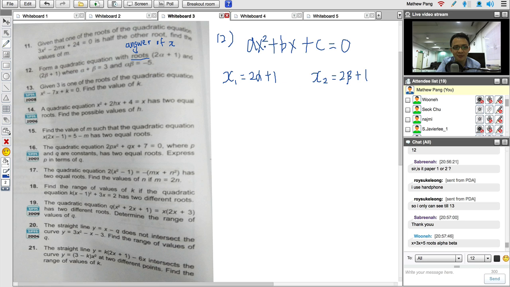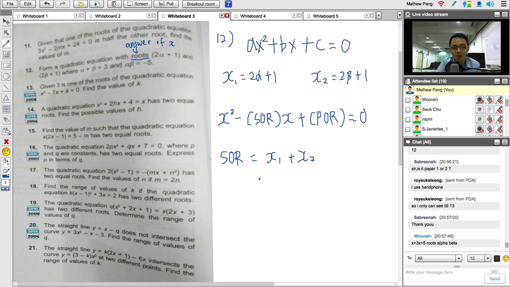So the first thing is, before you form this equation, just now we learned this formula, right? X squared minus sum of roots x plus product of roots. This is also a quadratic equation. So here, I need to do the sum of roots first. Okay, the sum of roots is very simple, right? Just x1 plus x2. Alright, so x1 plus x2 will be 2 alpha plus 1 plus 2 beta plus 1.